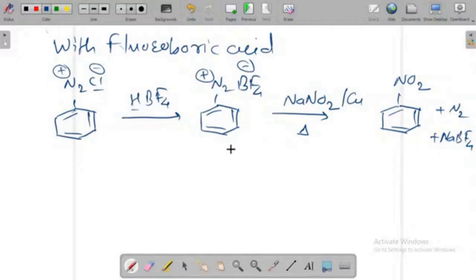If you only heat this particular intermediate, as we have seen in the last reaction for preparation of fluorobenzene, we'll get the fluorobenzene. So the second step is different. This is the reaction with fluoroboric acid followed by sodium nitrite.